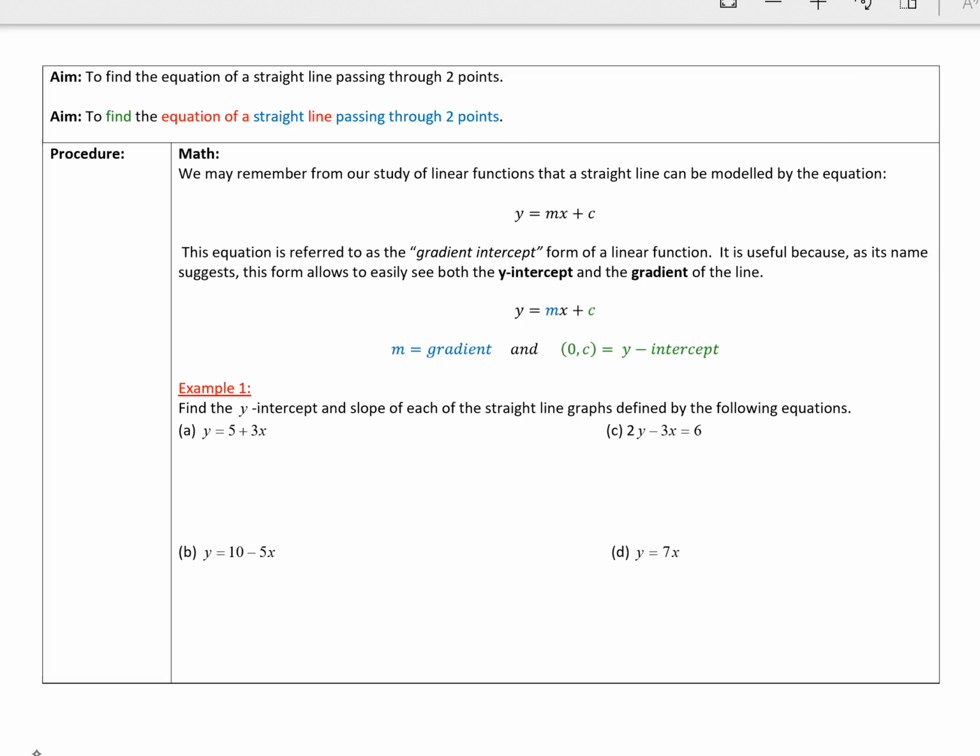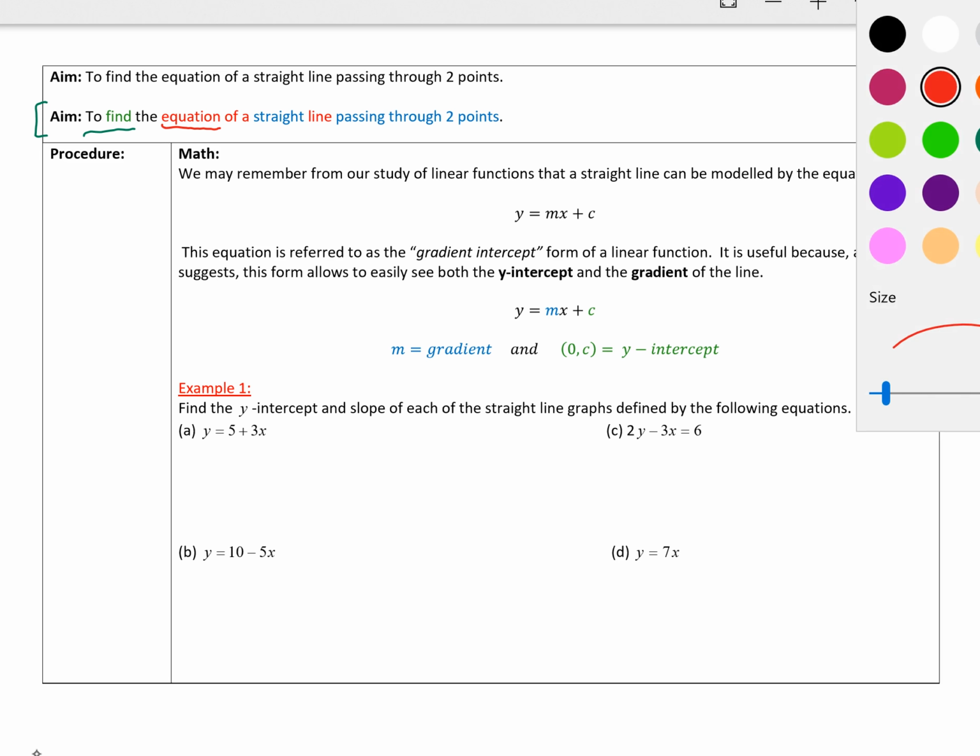Today we're looking at how we find the equation of a straight line passing through 2 points. If you look up here at the aim, you can see a good model for how we break down these questions. So looking in green, we want to see what's the command word, and it's to find. It tells us what we need to do, talks about a thing, which is the equation. So we're looking to find the equation of a straight line.